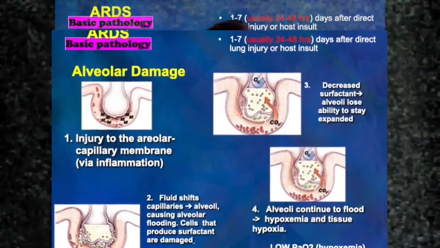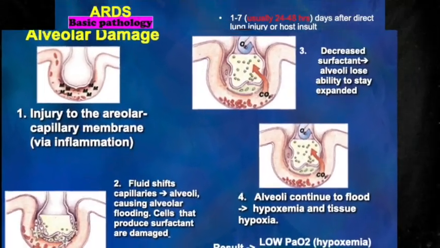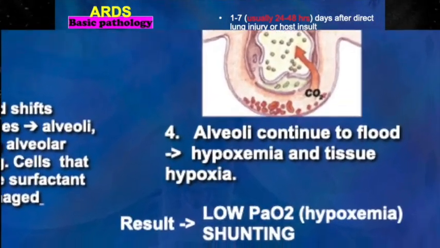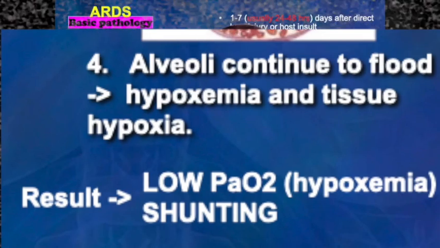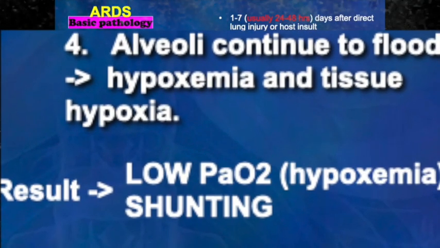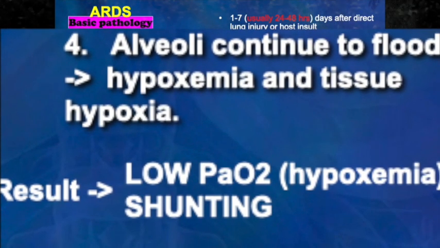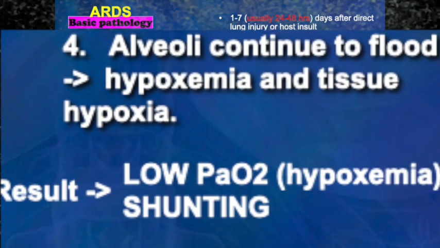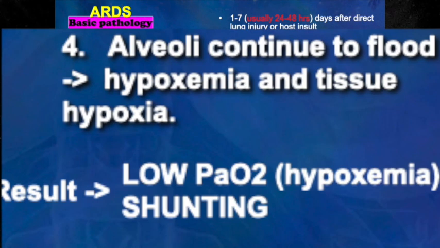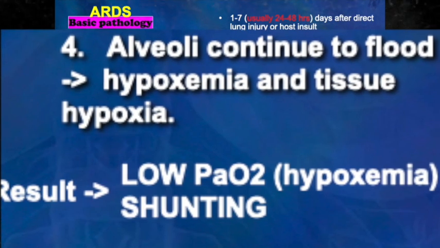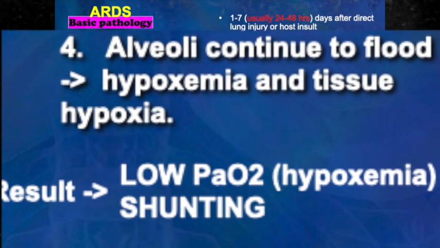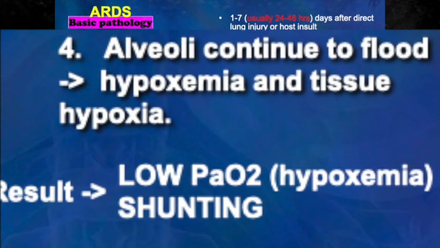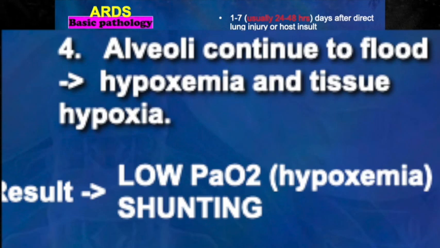Ultimately, the pathologic result of ARDS is a low arterial oxygen pressure, that's PaO2, or more simply, hypoxemia, and shunting of capillary blood within the pulmonary vasculature. Now, you may have heard the word shunting in other circumstances, but when we talk about shunting in the setting of ARDS, what we're talking about is allowing capillary blood flow to bypass the alveoli without exchanging blood gases.